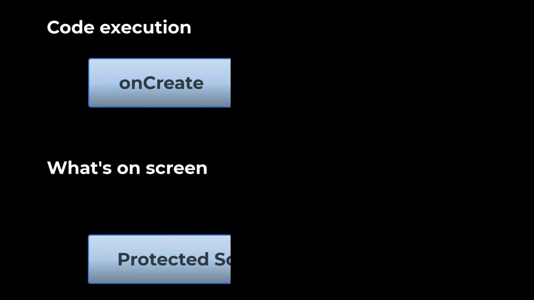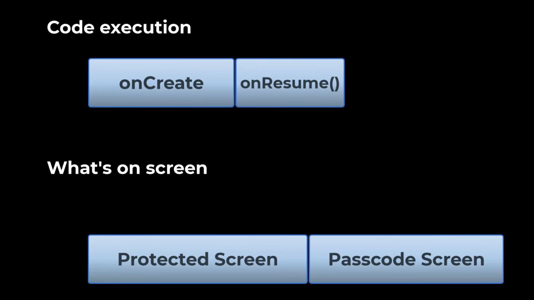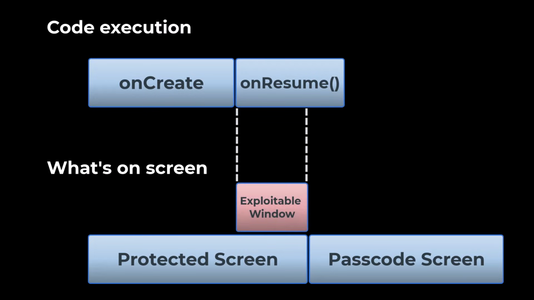Now, here's the thing. Calling startActivity to start the passcode activity doesn't switch the screens immediately. It just tells Android, hey, go open the passcode screen, and then keeps going. It doesn't actually wait around for that to happen. So if you look at this diagram over here, when onResume runs, there is a brief window before the passcode screen actually loads. And that window, that's our chance to exploit the race condition.